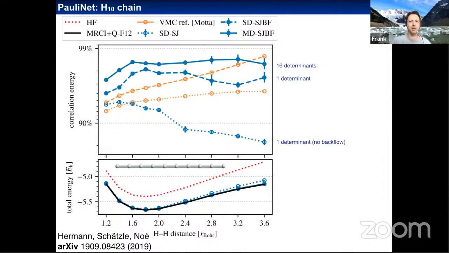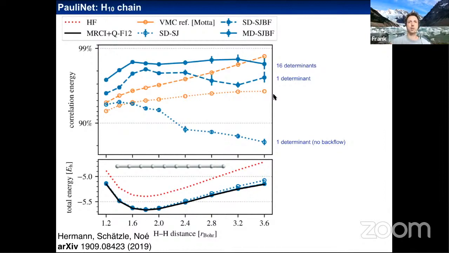Okay, can we also do something interesting for non-trivial systems? A nice toy system for that is the hydrogen 10 chain. That's a strongly correlated system, especially as you stretch the chain. That means you typically need many determinants with a standard method, or you need to really build a method to do this well.